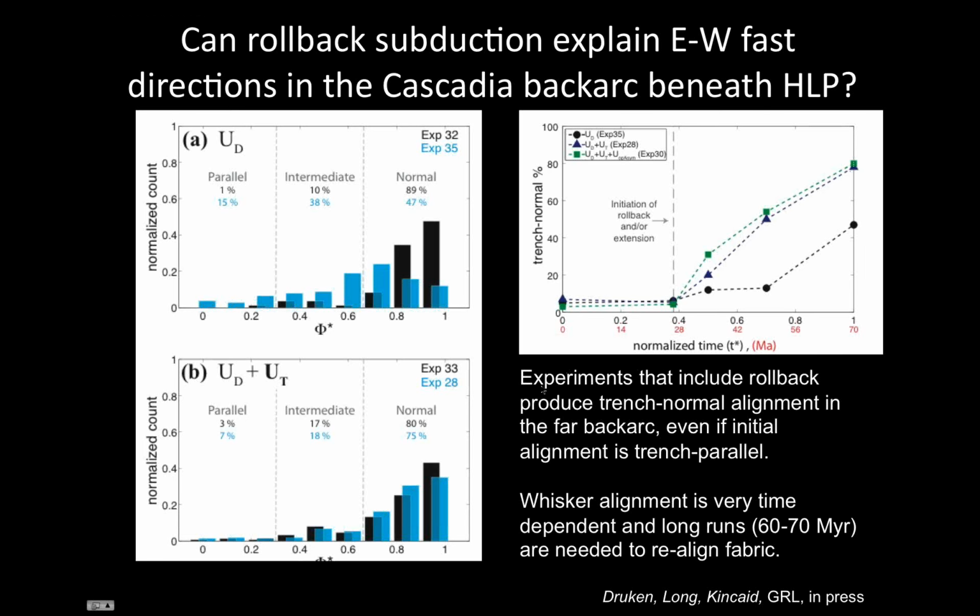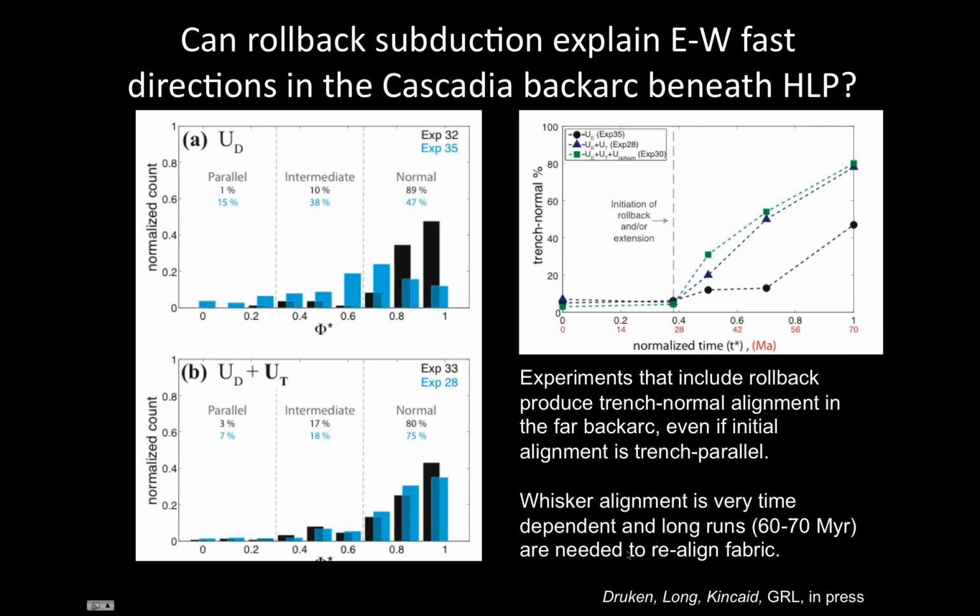So the bottom line here is that experiments that include rollback tend to produce trench normal alignment in the far back arc much better and more efficiently than experiments that don't have rollback. And that's even if the initial alignment of the whiskers is 90 degrees away from where they end up.